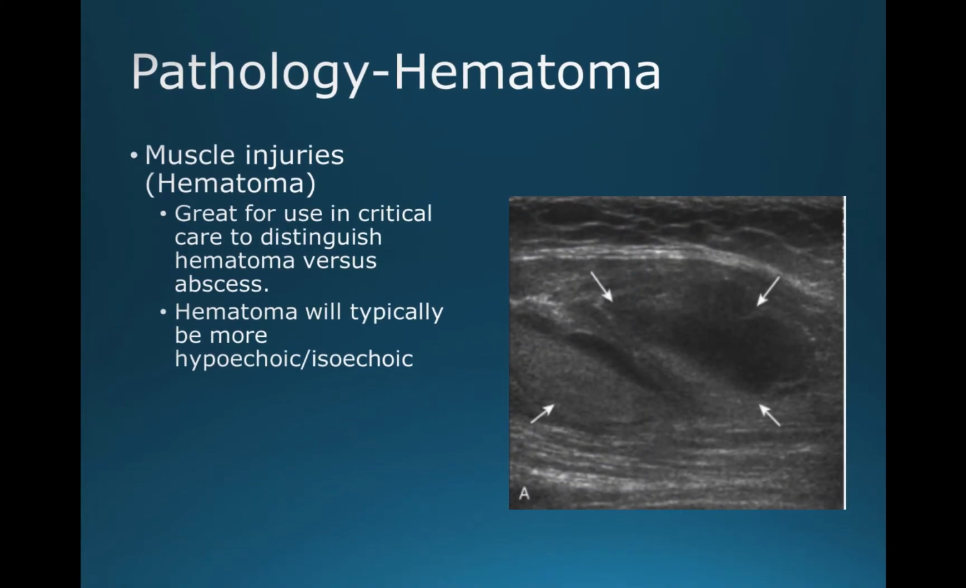You can also look at muscle injuries or contusions. One common muscle injury: you can have a high-grade strain or tear, in which you can develop a hematoma. You can also develop a hematoma, obviously, from direct trauma. It's great for use in critical care to distinguish a hematoma versus an abscess. A hematoma will typically be more hypoechoic or isoechoic, whereas an abscess will be more hyperechoic.